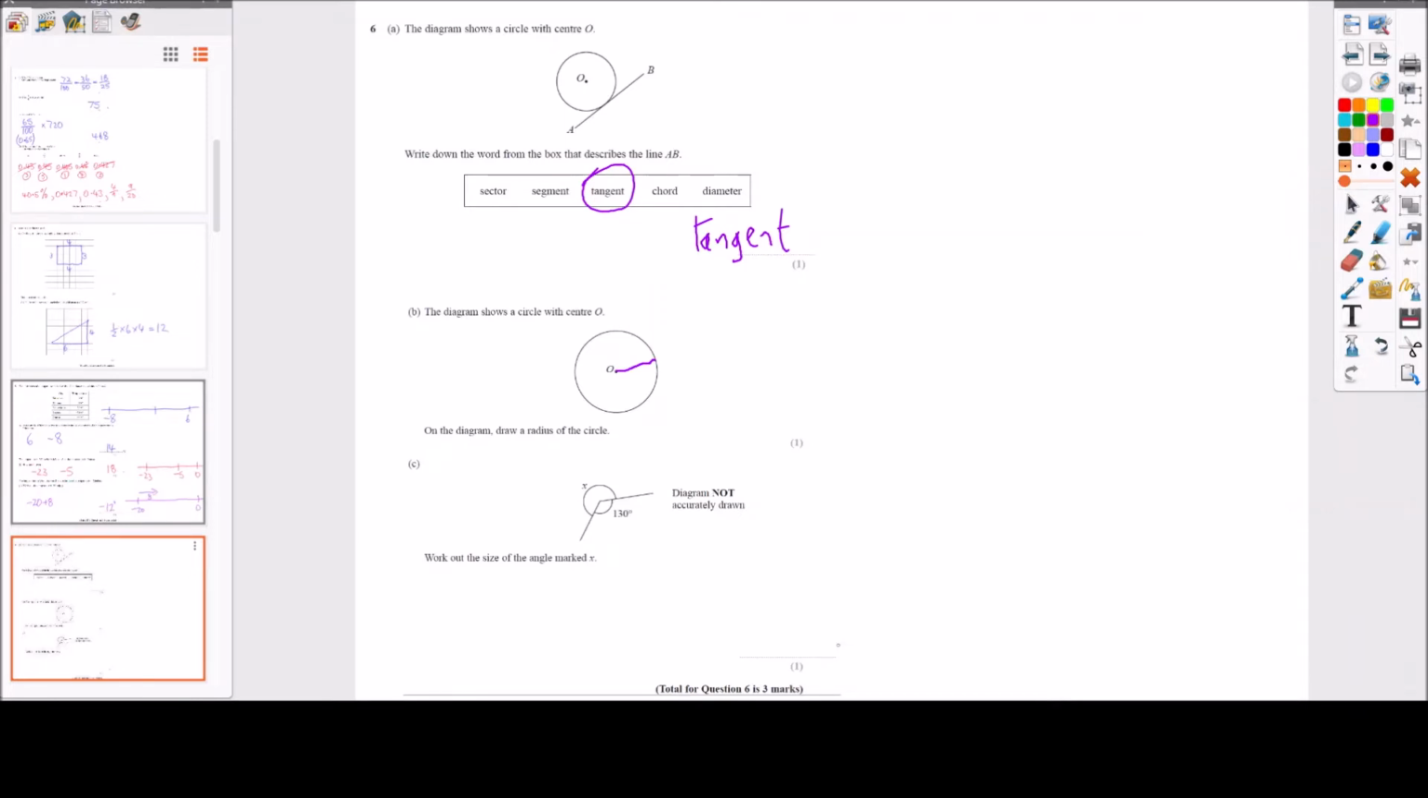And part C, work out the angle marked X. Well, angles about a point. Angles in a circle all the way around add up to 360. So we need to do 360, take away 130, which is going to be 230 degrees.